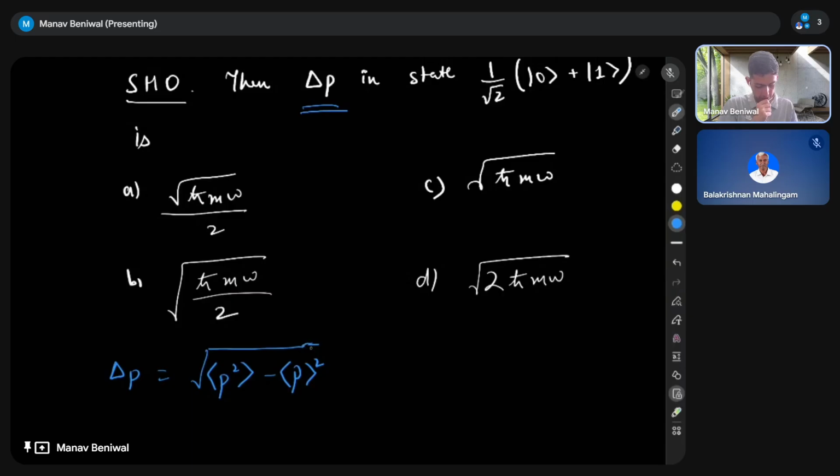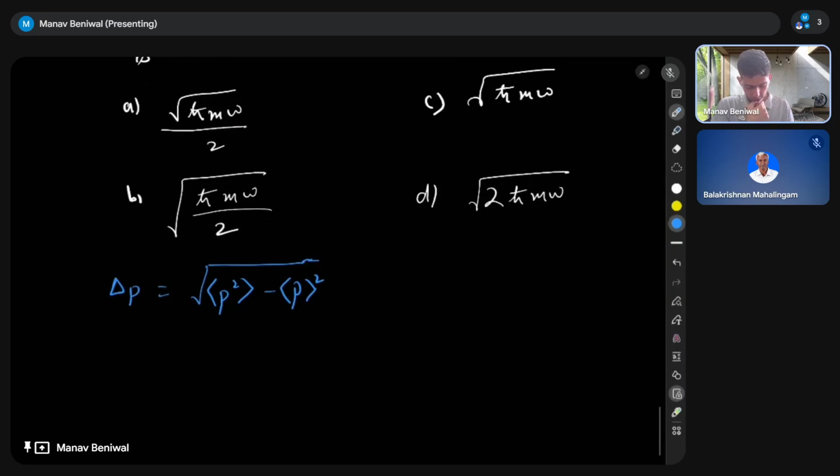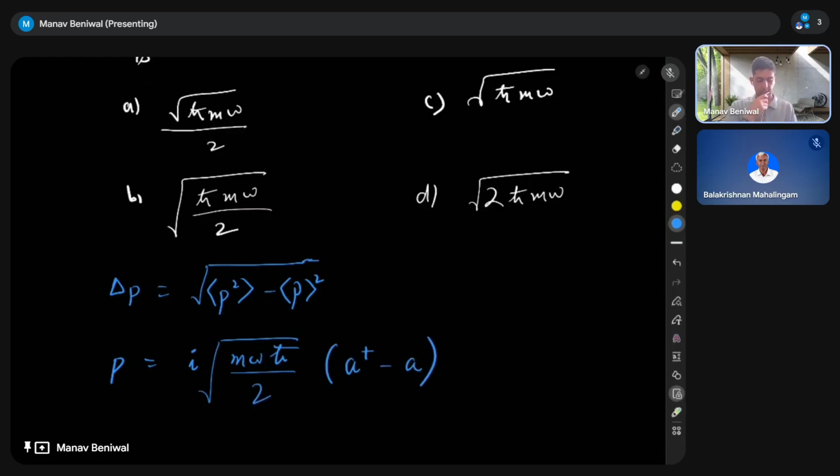Therefore, to find out the value of delta p, we must find out the expectation values of p and p squared. So let's start with p first. Now, momentum for a simple harmonic oscillator can be written in terms of the raising and lowering operators by this equation, where a dagger is the raising operator and a is the lowering operator.